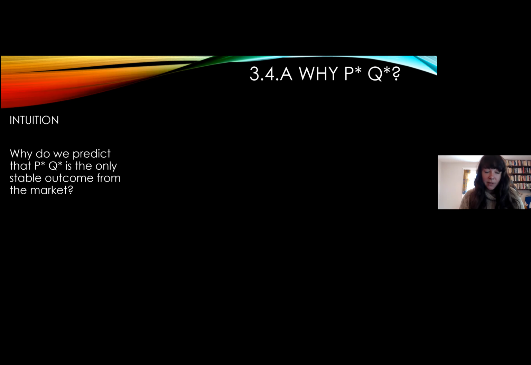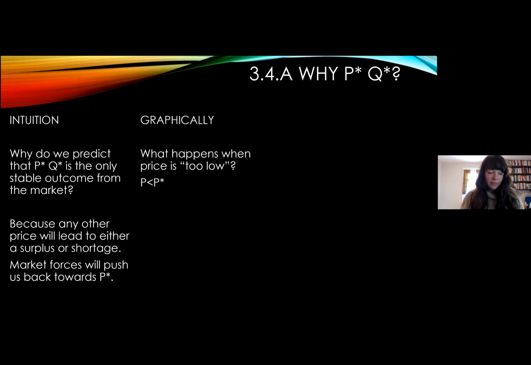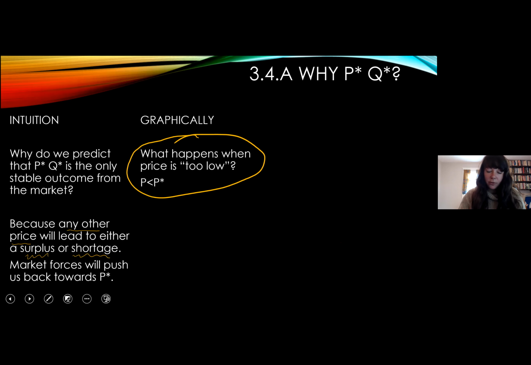The counterfactual is the most compelling story to me. So for me, it's because at any other price, we're going to have a surplus or a shortage. So the market forces are always pushing us back to P star. So I like to tangibly see the invisible hand by thinking about what happens if we're at another place. So I will walk you through what happens when price is too low, and I'm going to ask you to walk through the other possibility when the price is too high on your problem set.